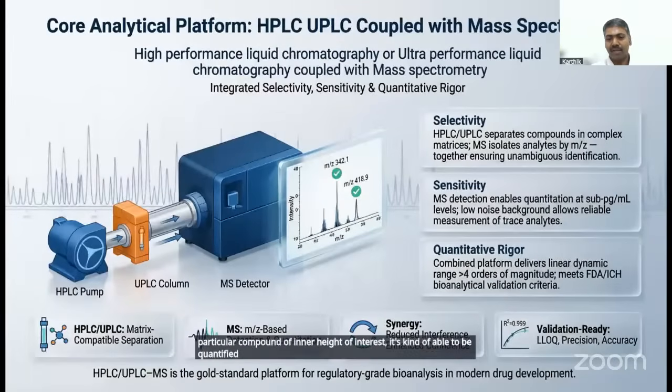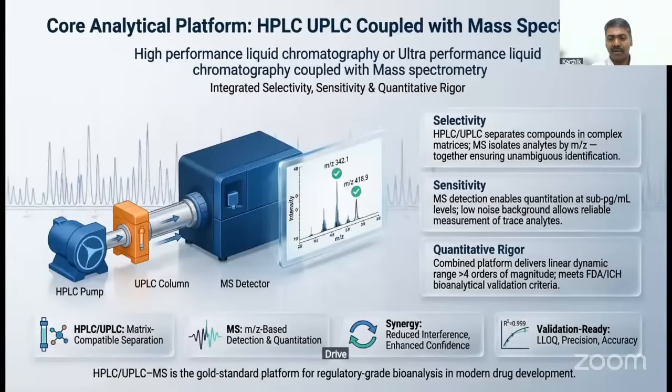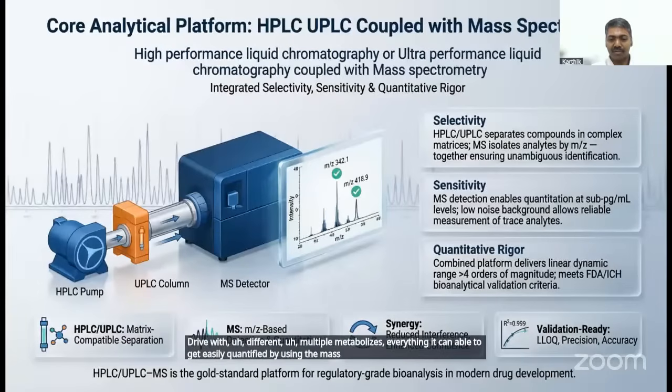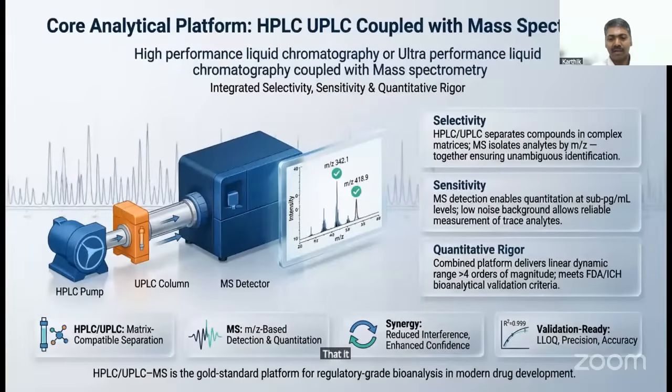Even if we have multiple components, fixed dose combinations, or a drug with multiple metabolites, everything can easily be quantified using the mass-to-charge ratios, because each mass is unique. And if the same mass is present, the fragment ion that we get can be used to differentiate them, and we can quantify from the fragment ion.